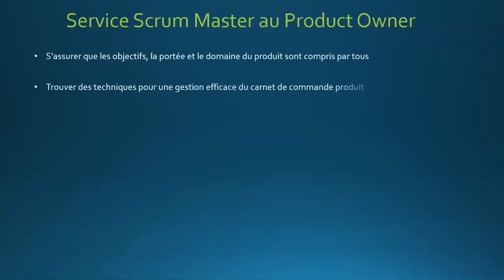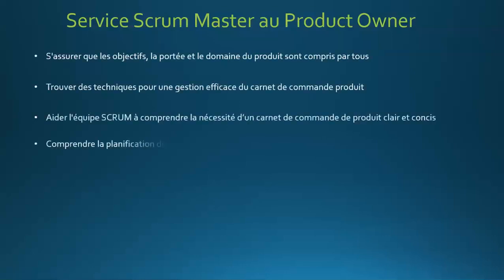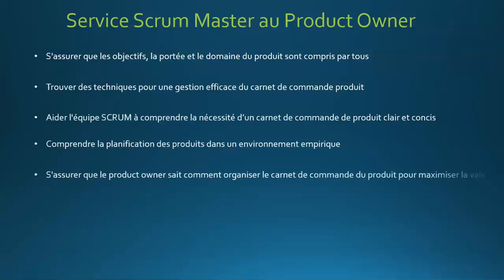I put several points for you. Make sure the project goals, scope, and domain are understood by all. Find techniques for effective project backlog management. Help the Scrum team understand the need for a clear and concise project backlog. Understand project planning in an empirical environment. Make sure the project owner knows how to organize the project backlog to maximize value. Understand and practice Agile. Facilitate Scrum events. As mentioned earlier, they work closely together and communicate continuously on priorities, objectives, risks, and deliveries.